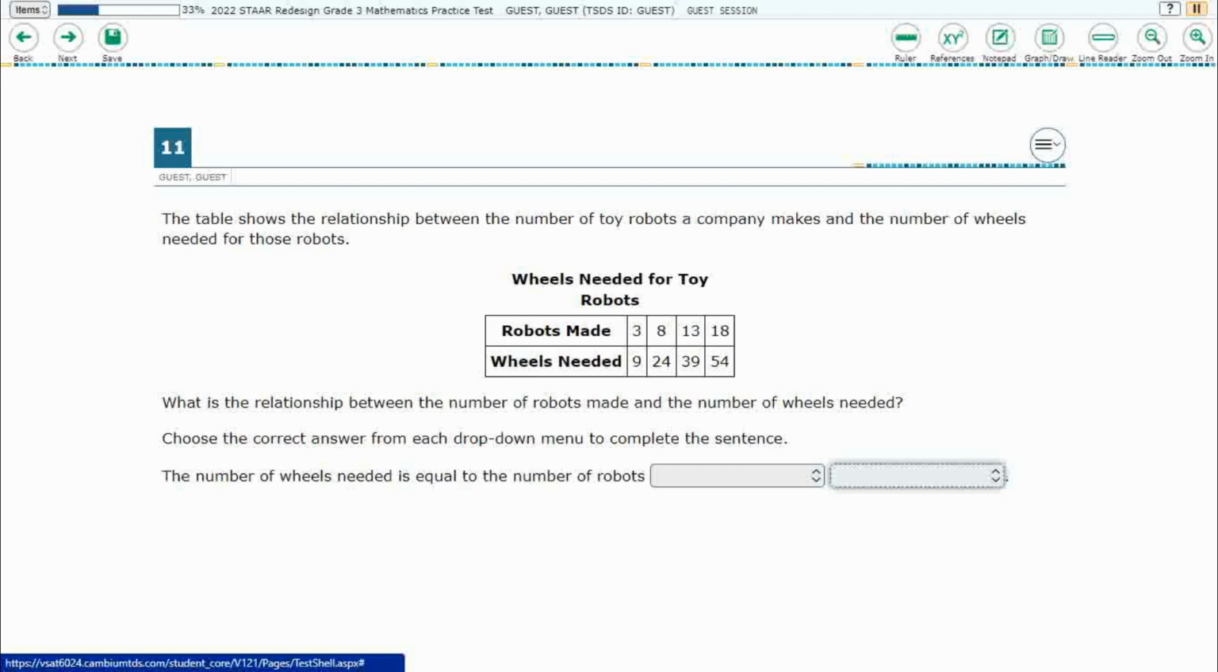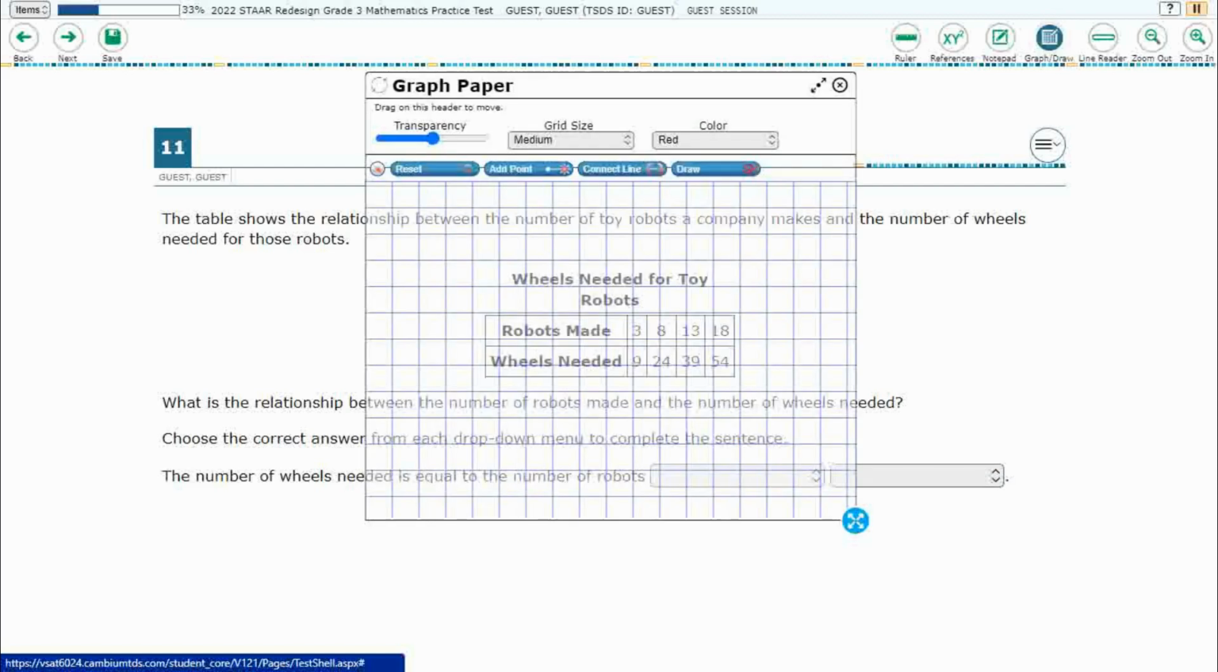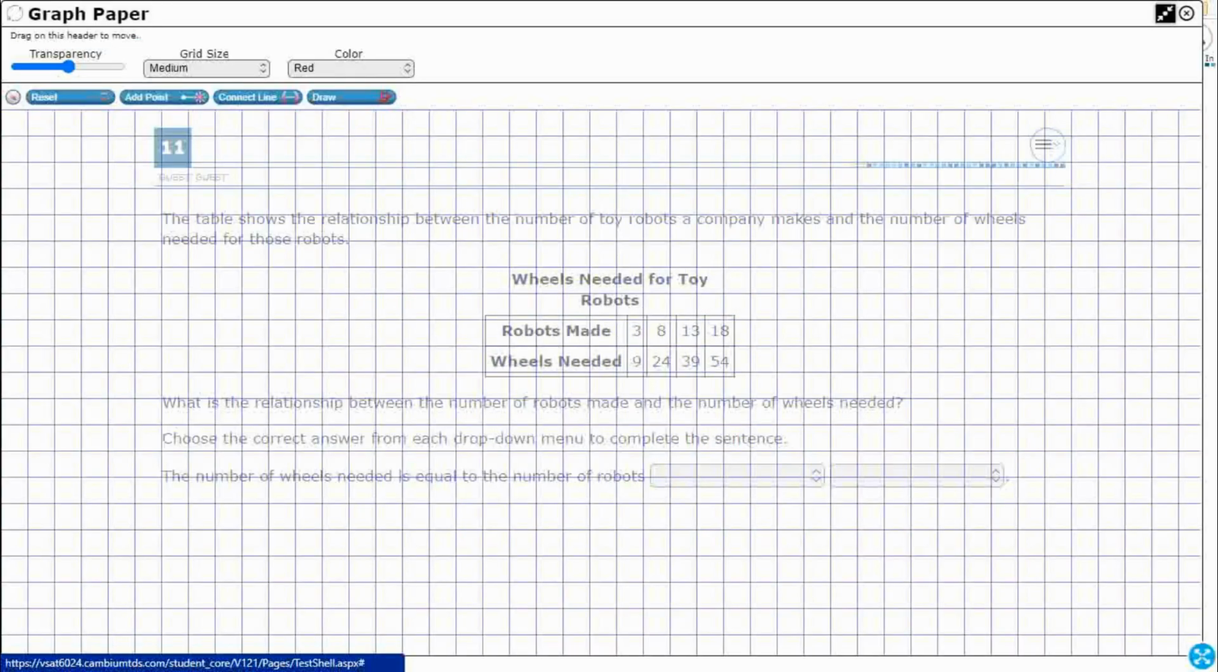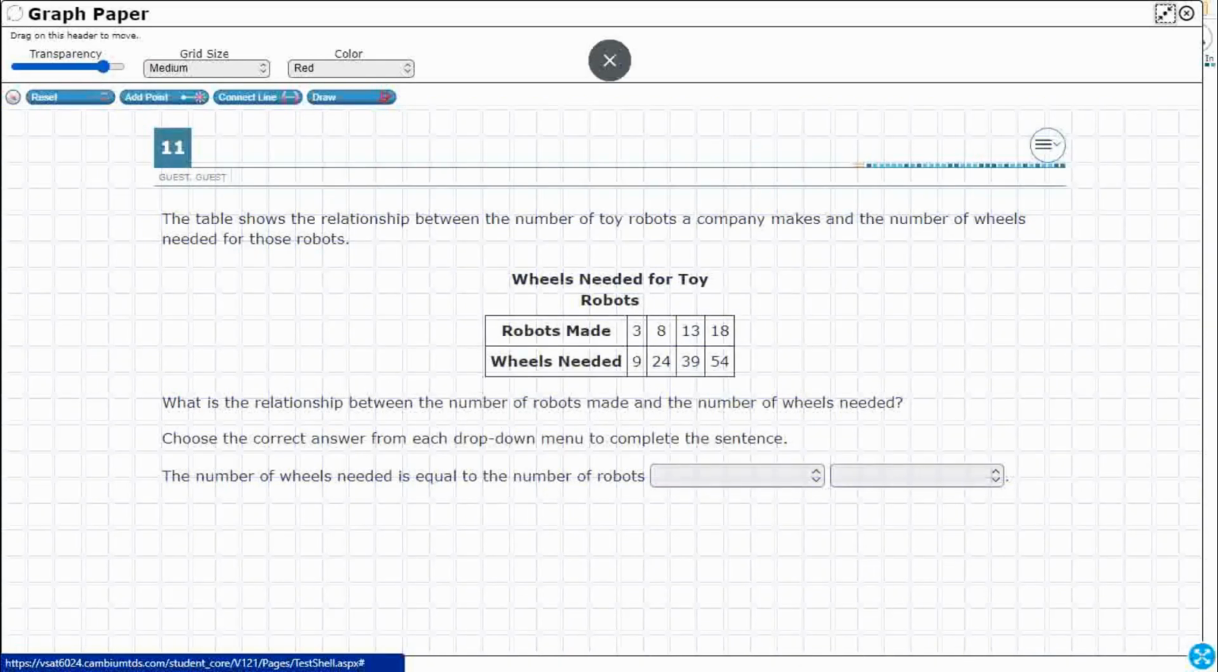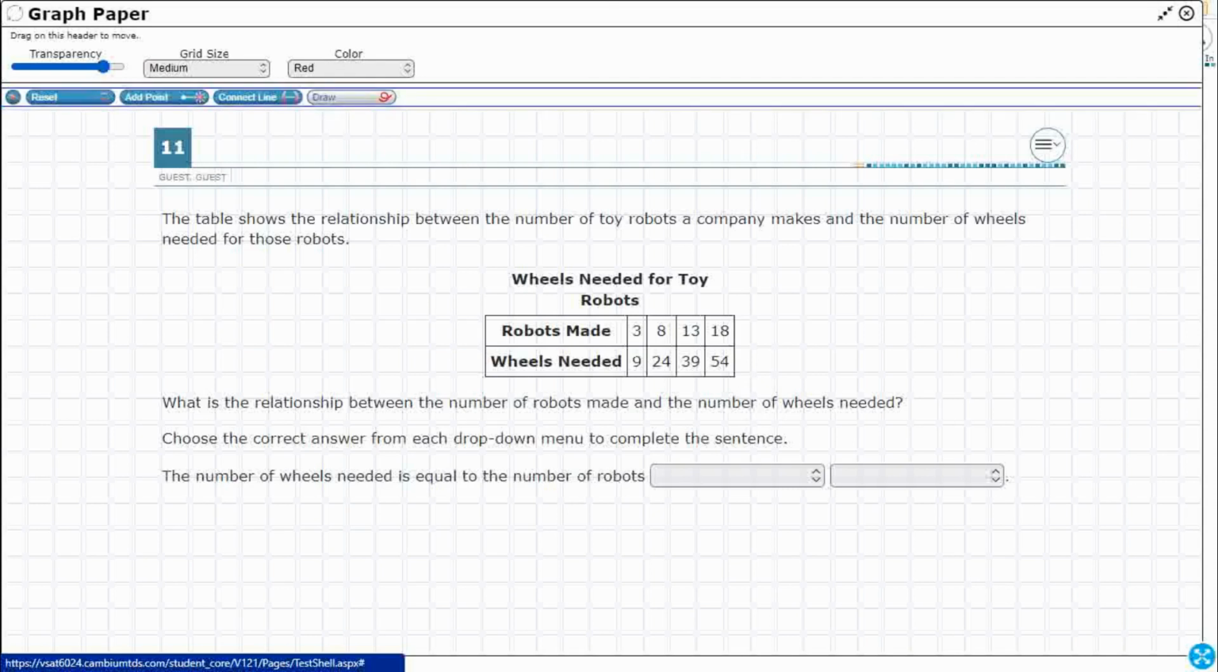Okay, so before we get to these drop-down menu choices, let's actually work the problem. I'm going to use my graph draw feature. I'm going to expand it so that it fills up my whole screen, and change the transparency a little bit so I can see more of the problem. What this lets me do is draw all over this particular problem. And like I said, this is a horizontal table. Sometimes they're side to side and vertical, but this is horizontal.